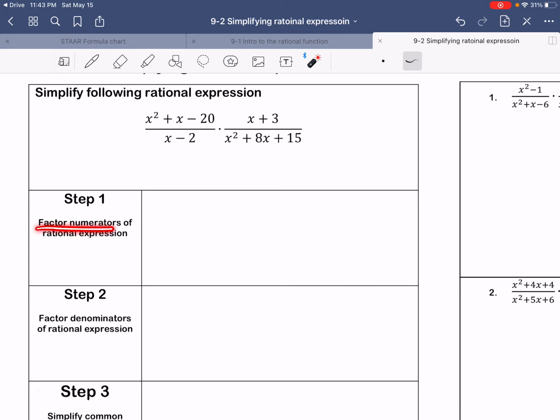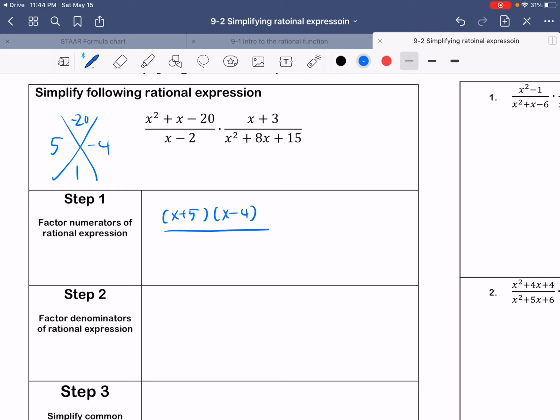So step 1, factor the numerators of the rational expressions. You're going to factor this one and this one. This one cannot be factored because x plus 3 is already factored, so we will only factor this one. What can give us negative 20 on the top, and there's no number, so it's positive 1? 5 and negative 4. So on the top, I have x plus 5, x minus 4 over x minus 2 times x plus 3. And let me just write this one down.